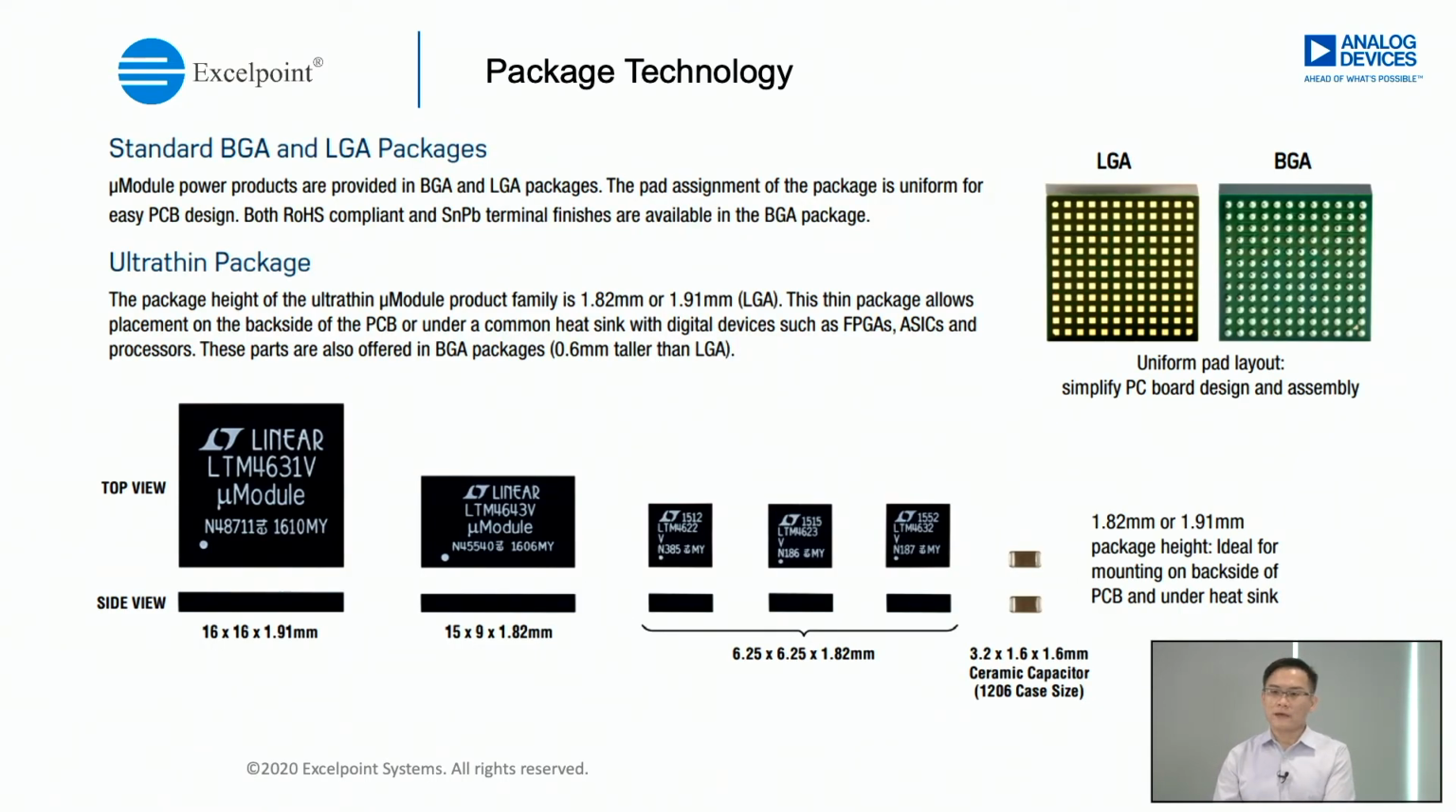And let's look at the package technology that µModule uses. All µModule come with LGA or BGA package. This package is the smallest package ever that we can offer, because this is almost similar to the wafer size. But now with the technology advancement, we can offer you an ultra thin package with the height of about 1.82 mm or 1.91 mm. So you can see this is the very low profile that the ultra thin package can offer to you.